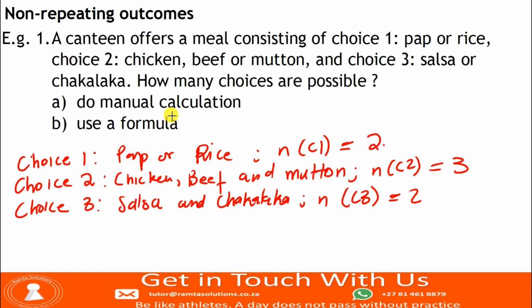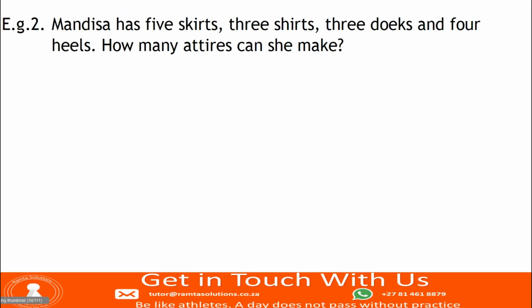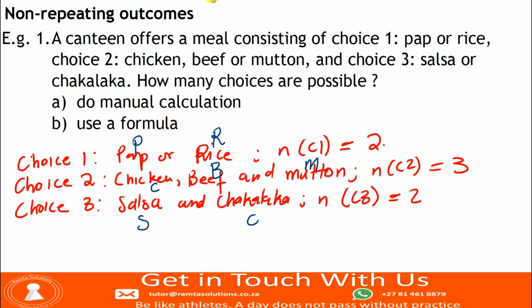Okay, so I'm going to do this. I'm going to call pap P, rice R, chicken C, beef B, mutton M, salsa S, chakalaka C. Okay, it's another C, it's okay. All right, perfect. Now, we are going to do number A. Number A says doing manual calculations. Let's see what are the choices that we have.